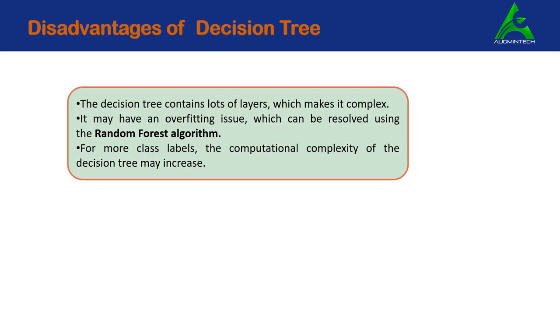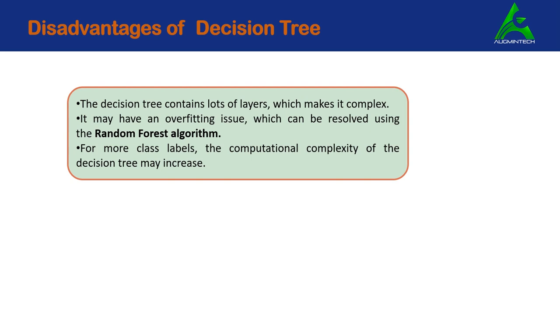And the disadvantages of decision tree are that it contains lots of layers and depths, which makes it complex. It may have an overfitting issue, which can be resolved by using the random forest algorithm. If the size of the trees is too large, then we may encounter overfitting issues. And for more class labels, the computational complexity of the decision tree may increase.